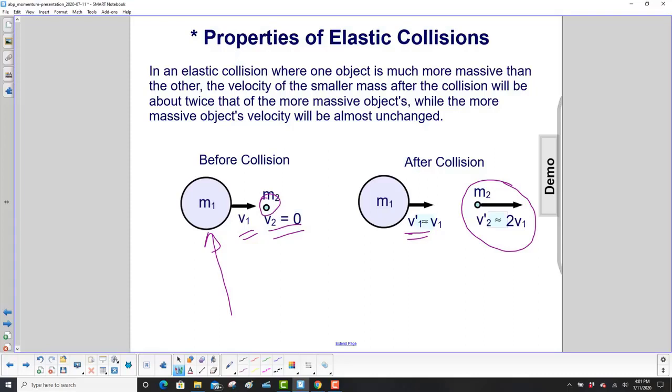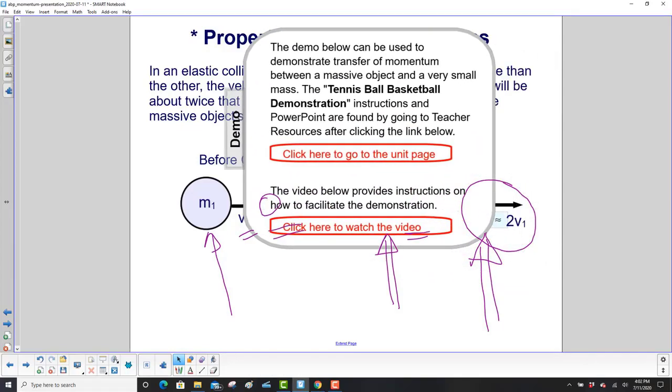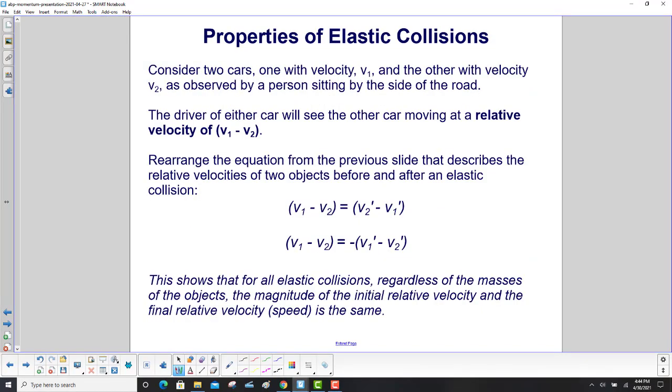So when you work problems, the much more massive object maintains its velocity, and the smaller object, when it starts at rest, takes off with twice the initial velocity of the large object. And let's see what we have here. There's a demo to use a transfer of momentum between a massive object and a very small mass. So you have a link there, and then you have a video below to show you how to facilitate the demonstration.